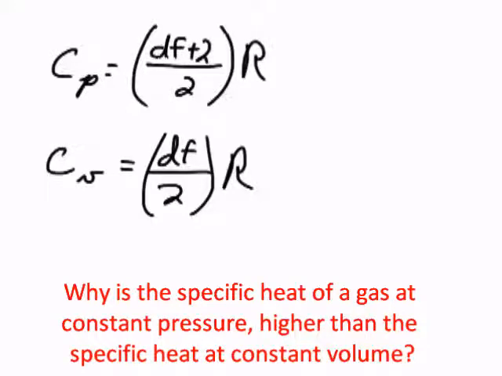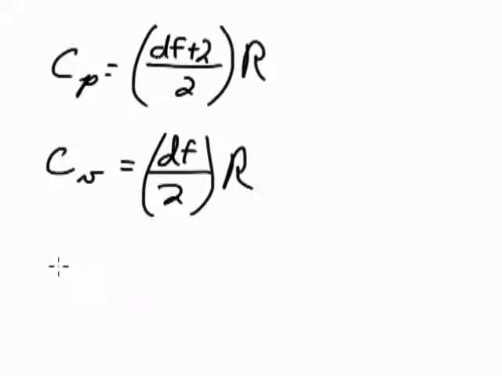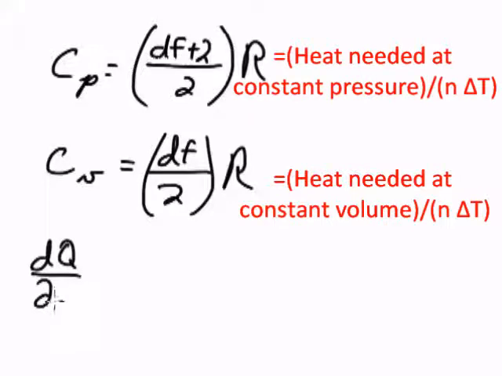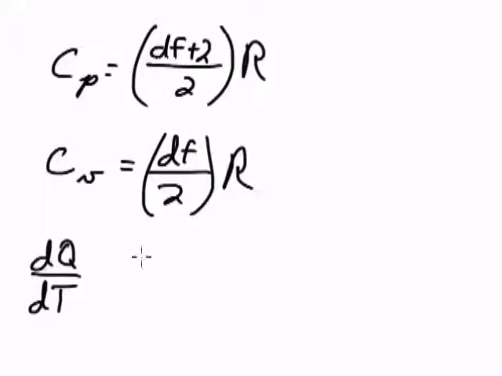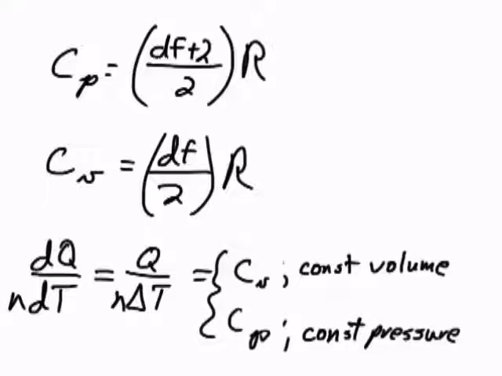In earlier videos, I've been asking, why is C sub p higher than C sub v? And I think that question has something to do with the quantity change in heat over change in temperature. Or to be more notationally correct, that would be Q over the change in temperature. And I'm also going to plug in an n for the number of moles of the particle, and that is the specific heat at constant volume or the specific heat at constant pressure.